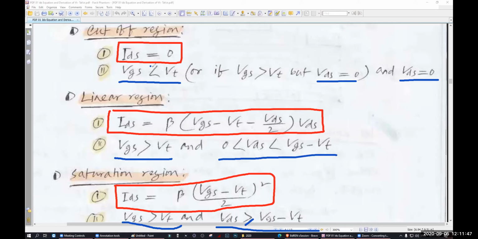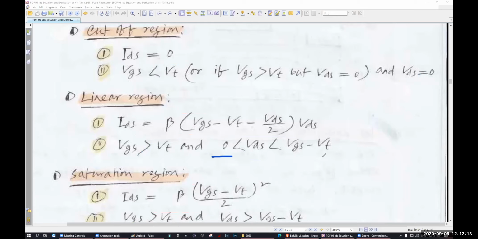When it is the opposite, that means it is linear. Linear has one more condition because it is "and", not "or". Remember, it is "and". VDS cannot be 0, it is more than 0. And it cannot be greater than or equal to VGS minus VT, so it should be less than VGS minus VT. Understood? That time it will be linear.